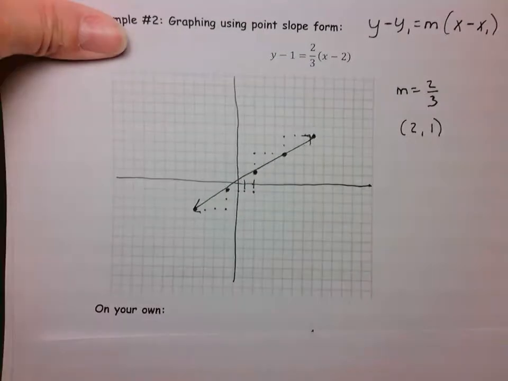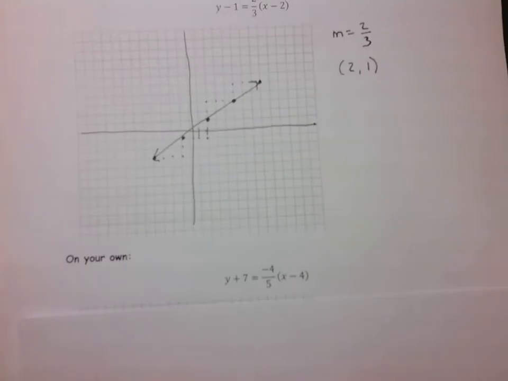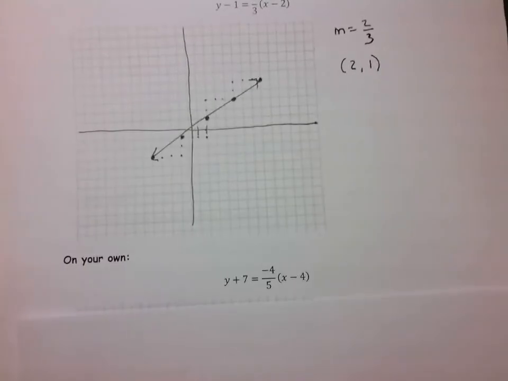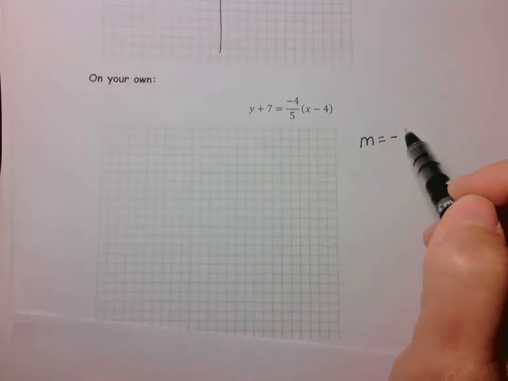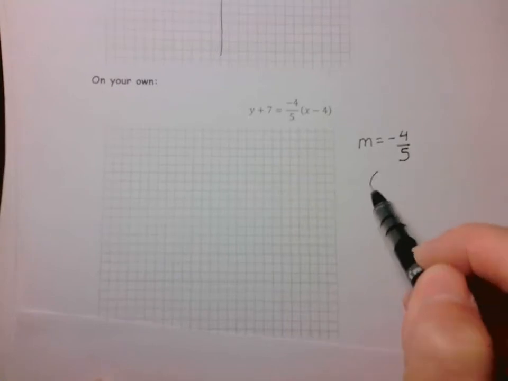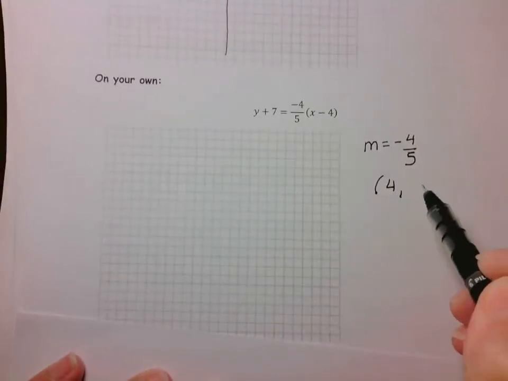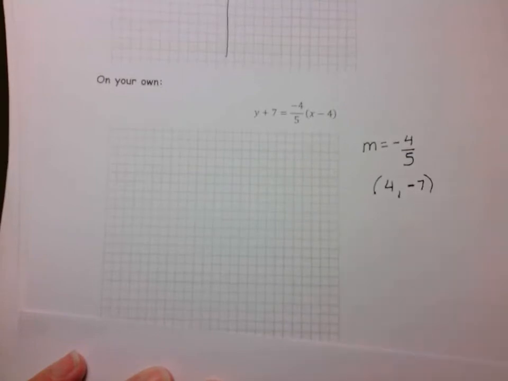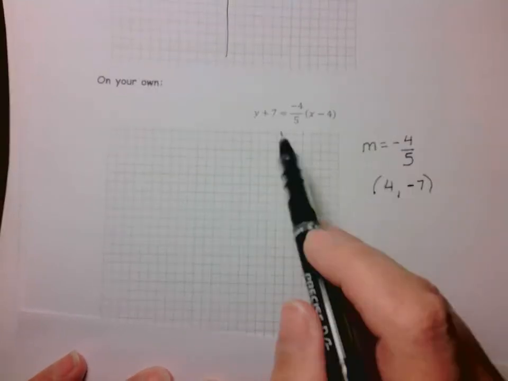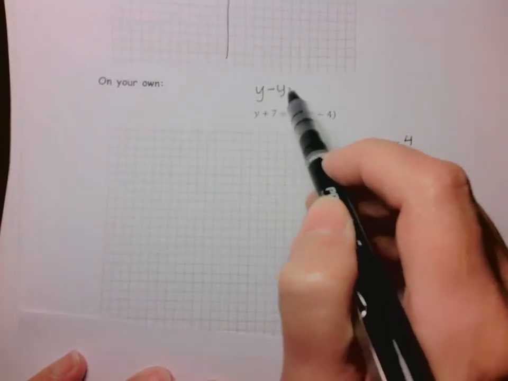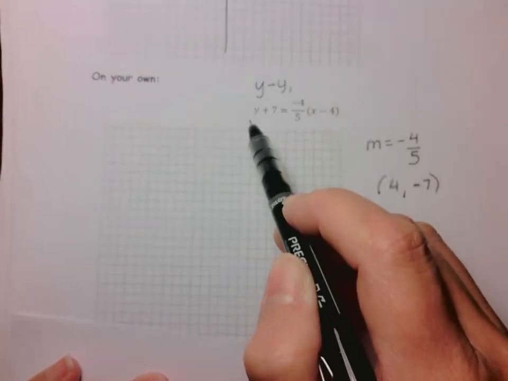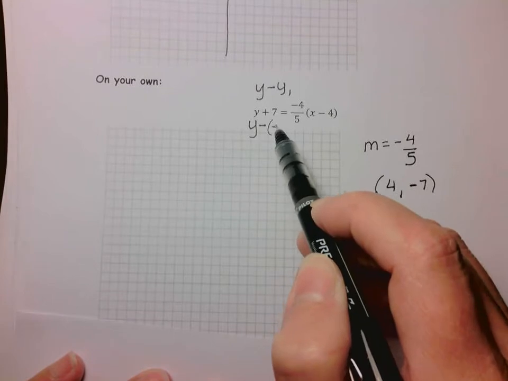Okay, so now go ahead and hit pause and graph this equation. Okay, I want to go ahead and graph it for you so you can see me work it out. My slope is going to be negative 4 over 5, and then my x coordinate is going to be 4, and my y coordinate is going to be negative 7. Please make sure you see and understand how this is negative 7, because remember, this is y minus y1. So this must have been y minus negative 7.